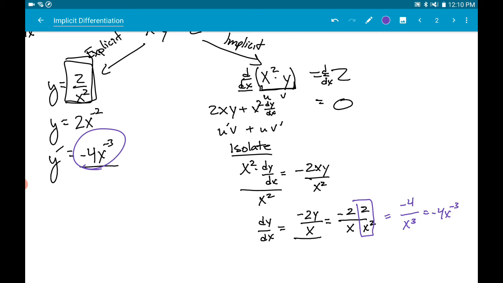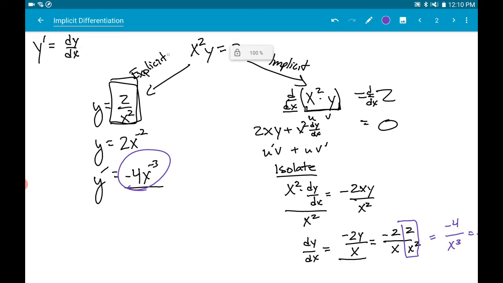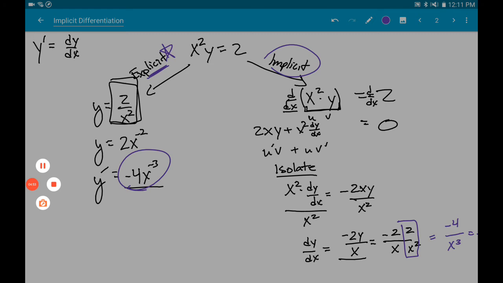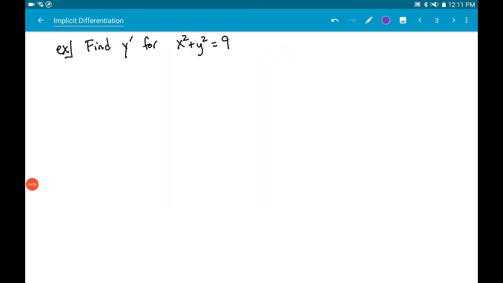So hopefully your eyebrow's raising a little bit. It's kind of weird. Again, ultimately you're going to try to pick the quickest way, and rewriting it at the beginning is much, much quicker. But sometimes implicit's going to be necessary because you can't separate it like we did over here. All right. Let's do a bunch more examples. So let's do another one.